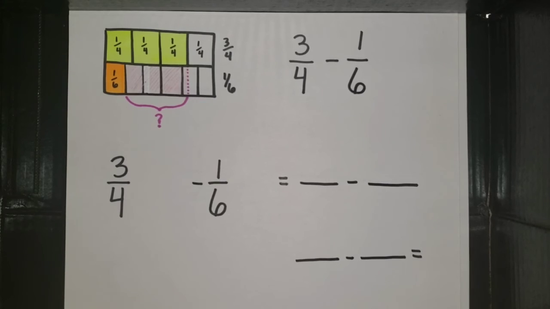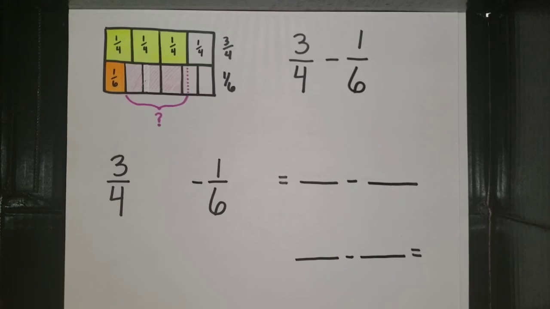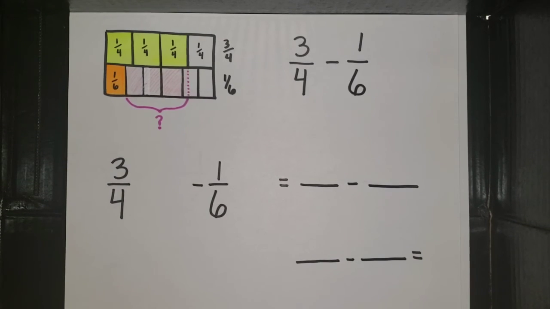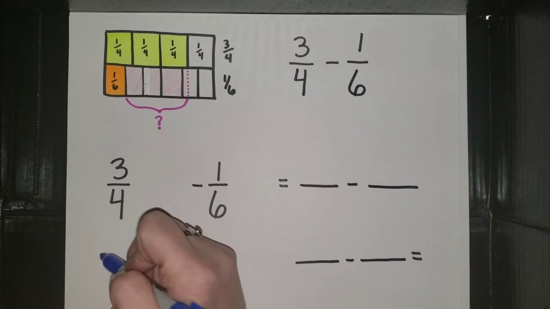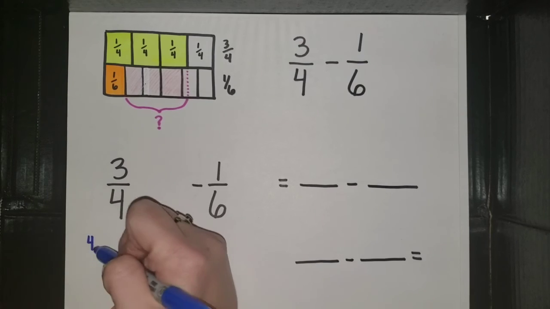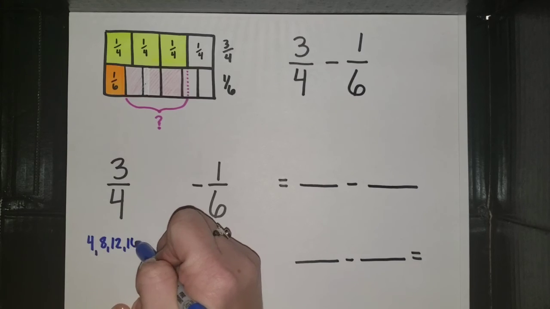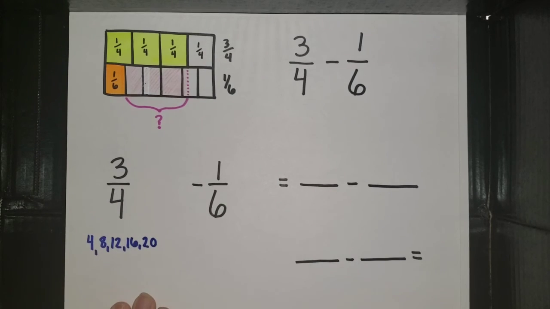All right, don't worry, we are almost done. You've been doing a great job with this. Now we're going to switch to subtraction of unlike fractions. Here we have 3/4 minus 1/6. The procedure is the same, we just change the operation. So we think of our multiples of 4 and 6. So to speed things up, 4, 8, 12, 16, and 20.